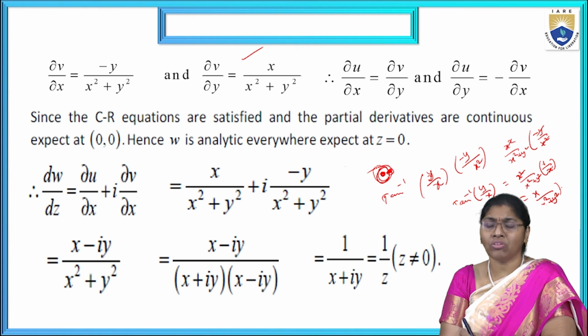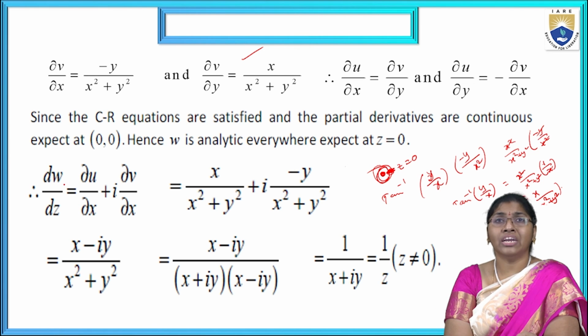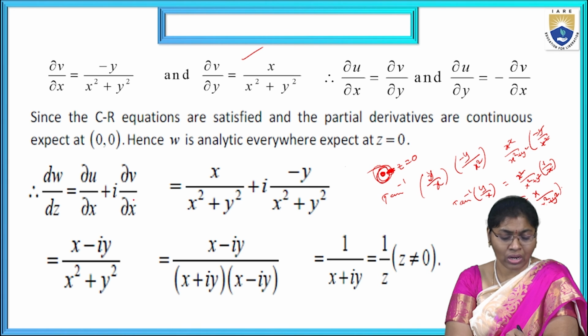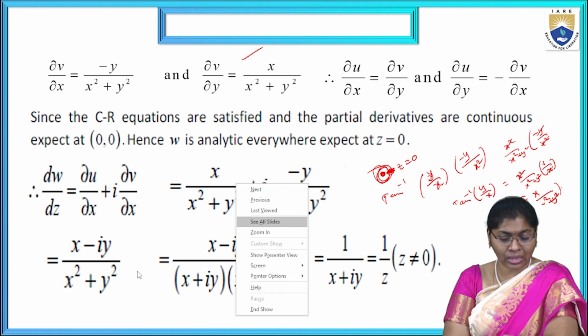Then here one point is not analytic, that is z equals 0. That point is not analytic, which means the function as a whole is not analytic. We can see that also: dw by dz equals dou u by dou x plus i into dou v by dou x. Overall, the condition is this one.